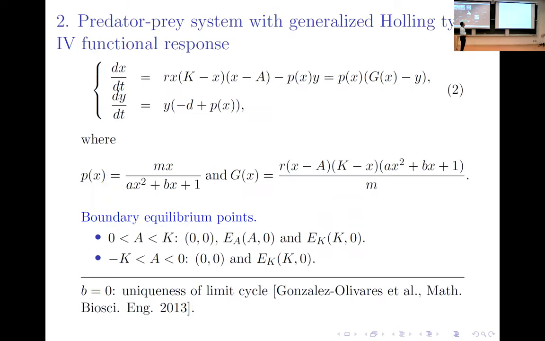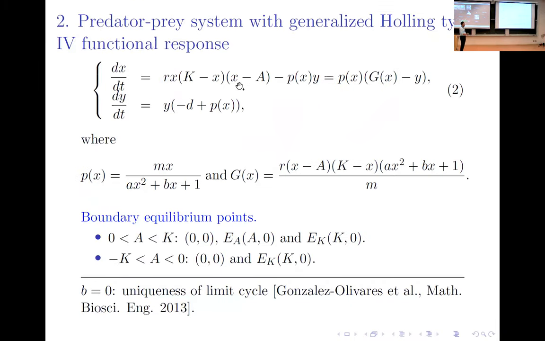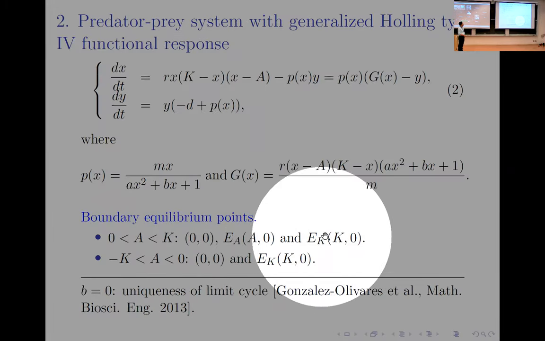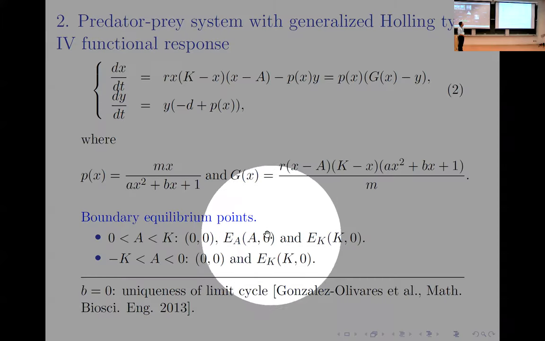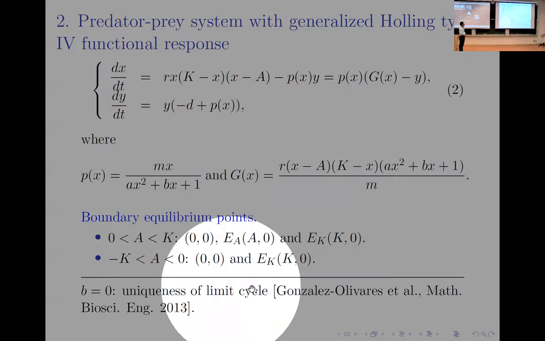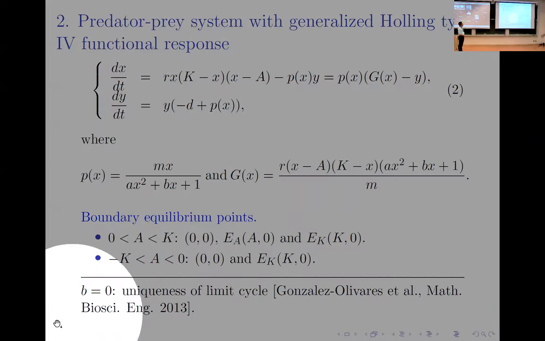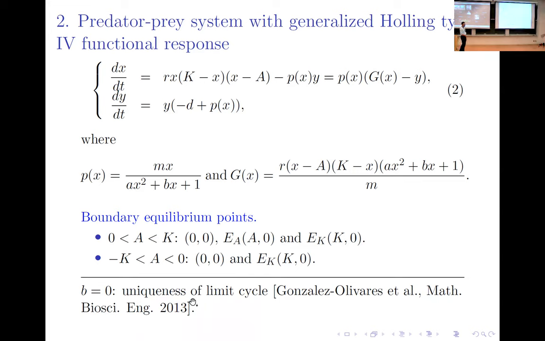So our work is to look at the impact of the Allee effect on the predator-prey system. We just have one more term here, X minus A. For the rest, they are the same. We begin with the equilibrium points. On the boundary, we have the origin and the environmental carrying capacity. And here we have one more equilibrium point, E_A, for the Allee effect. But for the weak one, E_A is on the negative x-axis, so that point we will not consider if A is negative. I would like to mention that the case B equals 0 has been considered, and in their paper, they show the uniqueness of the limit cycle.